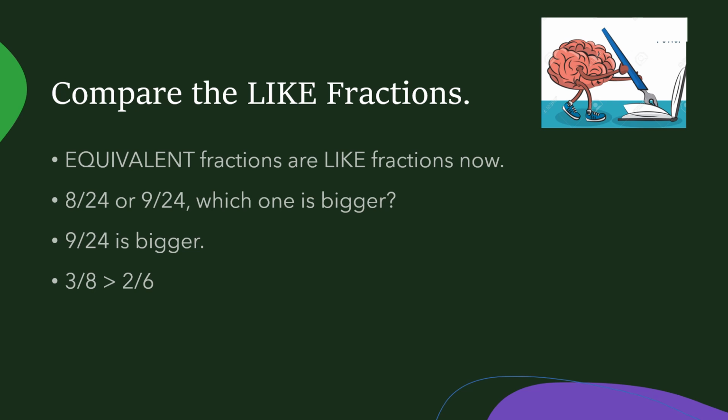The final step: we have to compare the like fractions. The equivalent fractions are like fractions now. So 1 by 3 and 3 by 8 have become 8 by 24 and 9 by 24. Which one is bigger? 9 by 24 is bigger, which means 3 by 8 is bigger than 1 by 3. These are the fractions we started with.